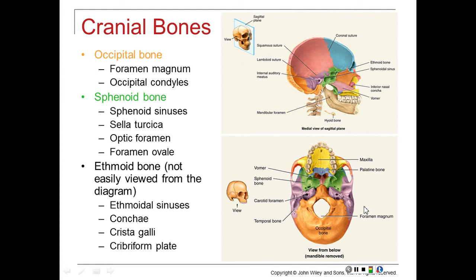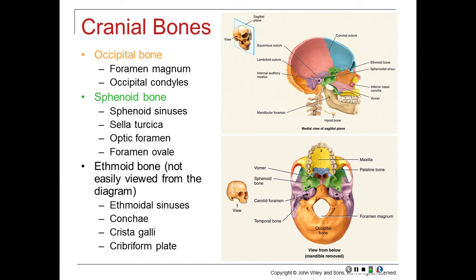The ethmoid bone is not very easily viewed from this diagram. It's another little inner nose bone, kind of in this general area. You can get a little smidgen of it right here on this diagram. The ethmoid bone contains sinuses as well.